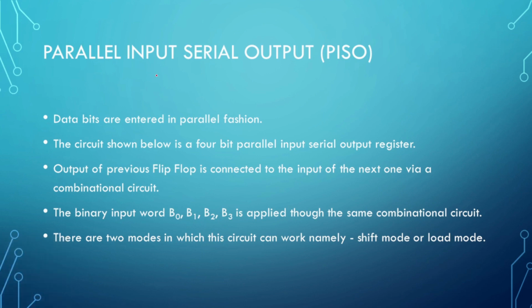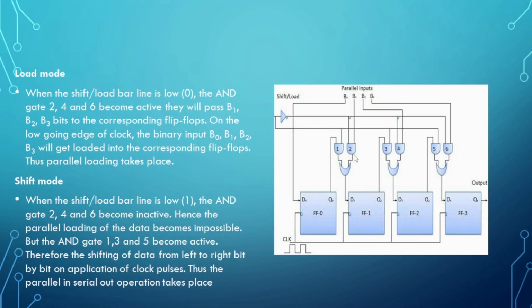In this parallel in and serial out register, there are two modes of operation. One is shift mode and the other is load mode. So this is the operation diagram. See here, this input is connected with this OR gate and AND gates, and these are B0, B1, B2 and B3. These all are the parallel inputs connected to these 4 flip-flops.